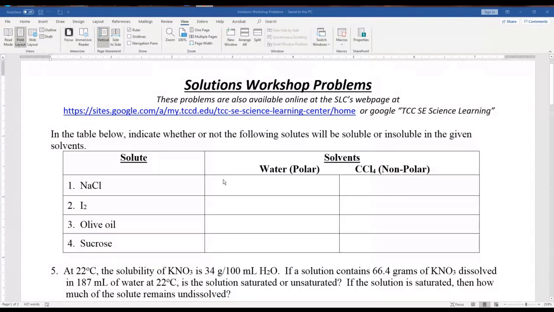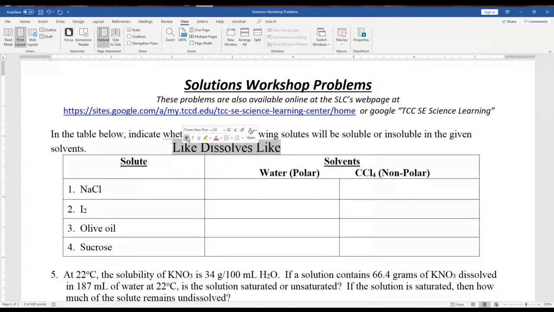Now, one of the fundamental principles of solubility is the principle of like dissolves like. So I'm actually going to go ahead and type that here. Like dissolves like. So like dissolves like basically means that if a solute is polar, it will dissolve in a polar solvent. If it's nonpolar, it will dissolve in a nonpolar solvent.